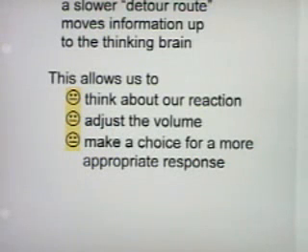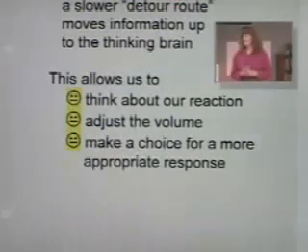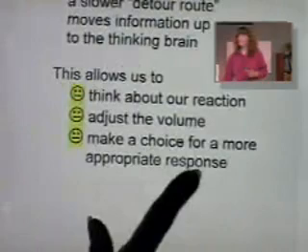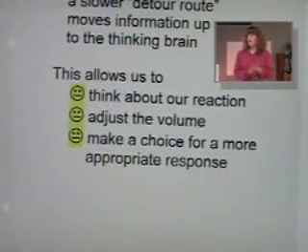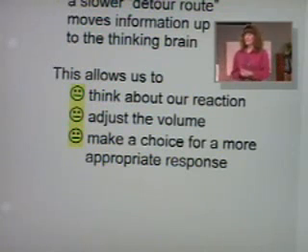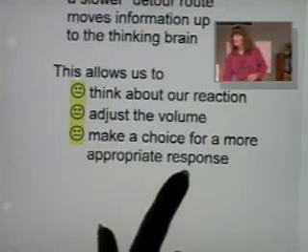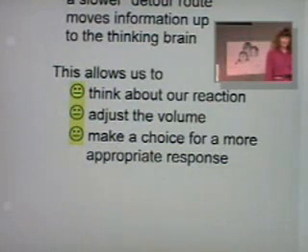Maybe this isn't something that's worth being this angry over, for example, so I'm adjusting my level of anger. And we can make a choice for a more appropriate response. I think what I'm going to do is walk away from this situation for a little while, take a deep breath, and then I'll come back and talk to the person after I've settled down a little bit. That would be one example of making a choice for a more appropriate response.